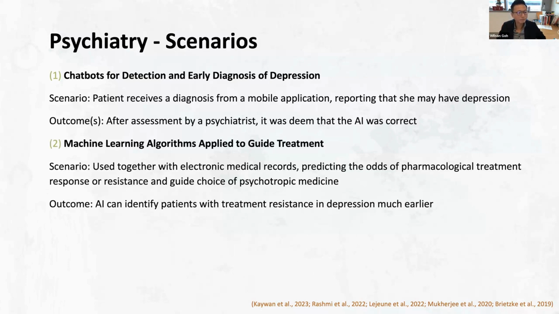In another scenario, we look at how machine learning algorithms or AI algorithms can be applied to guide treatment. So in this particular one, used together with EMRs, we want to predict the odds of pharmacological treatment response or resistance and guide choice of psychotropic medicine. So in this one, the outcome is that the AI can indeed guide treatment outcomes, and it can do so earlier.